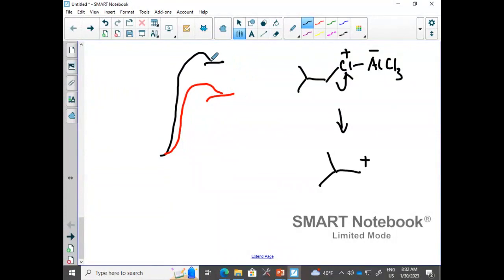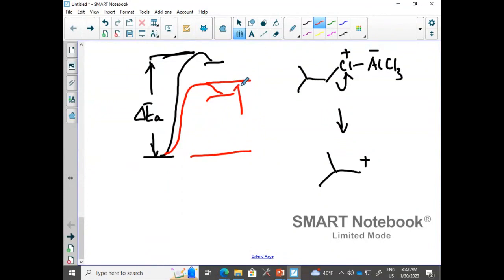So its formation rate is a lot slower, because this is the activation energy. The black pathway has a much higher activation energy than the red pathway. That makes the formation of the primary carbocation a lot slower than the corresponding tertiary carbocation.